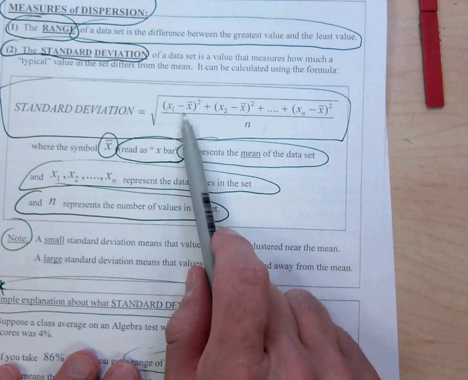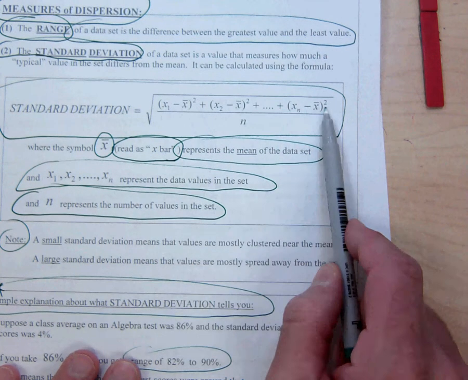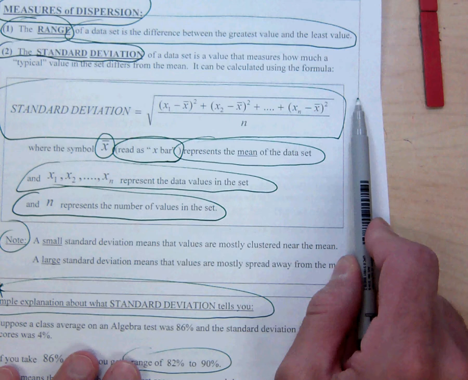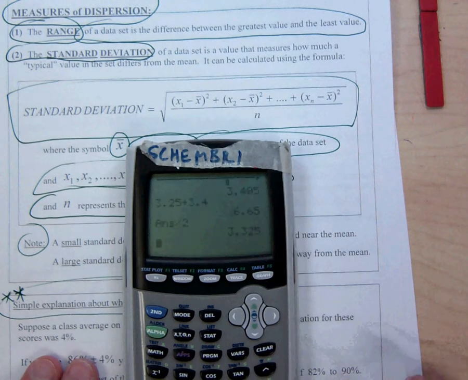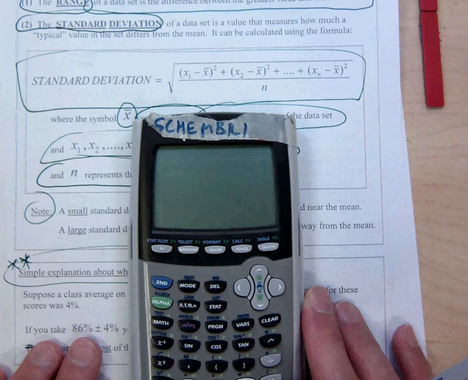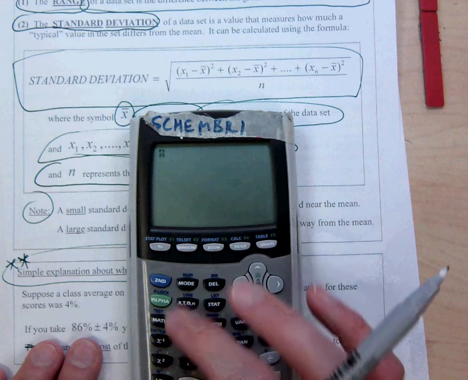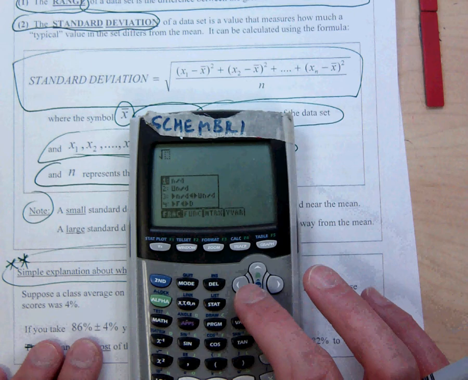So again, I'm going to take all these x minus x bar squareds that I just found in the table, add them up, divide by n, and then take the square root. Are you ready? Okay, here it goes. I'm going to get my square root first, second x squared gives me my square root. And I'm going to get the fraction, alpha y equals.